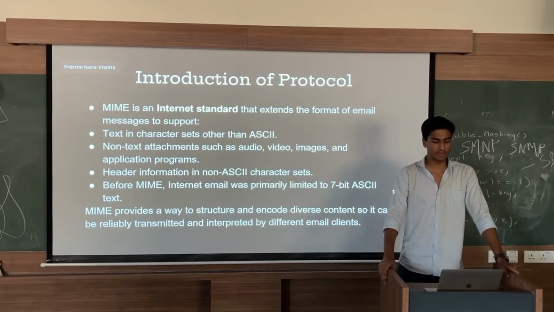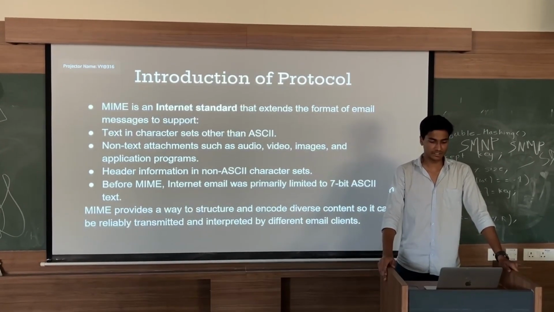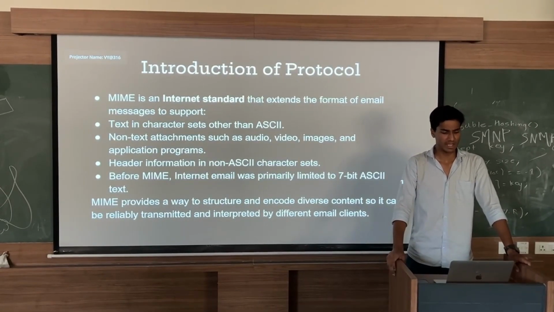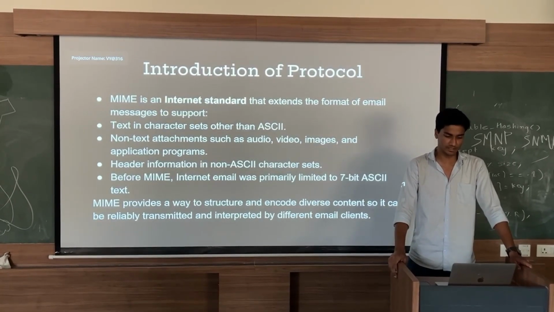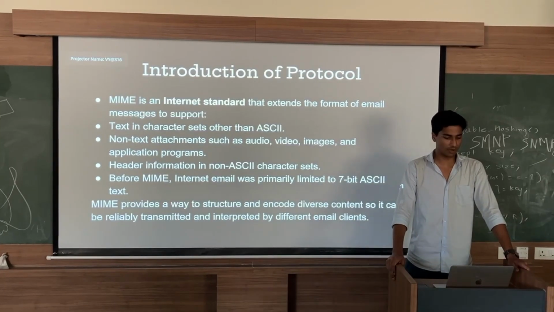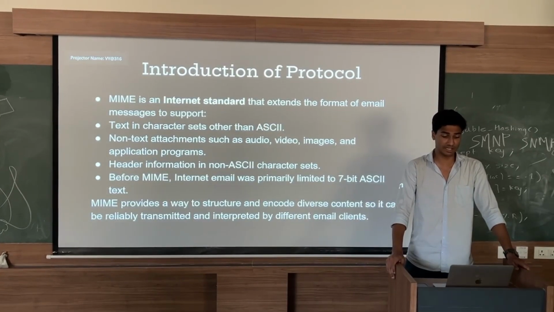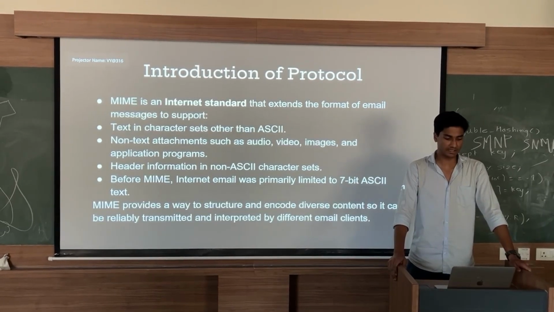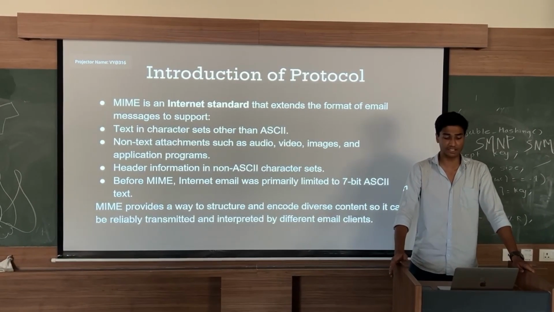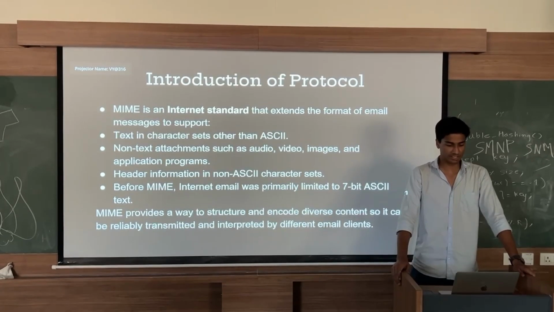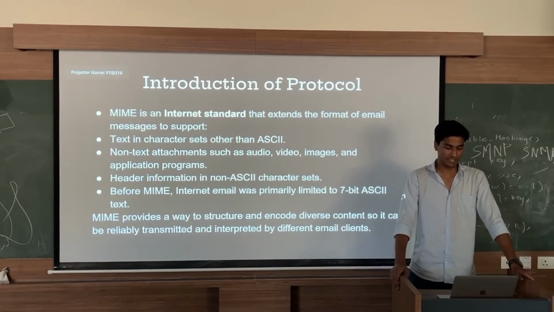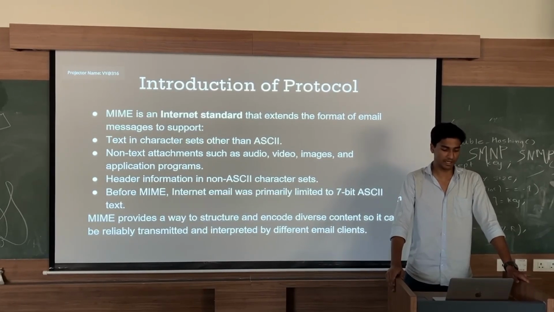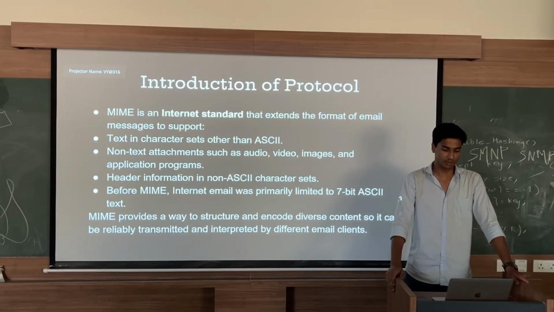Before MIME, email was quite limited. It essentially only supported basic English text, known as 7-bit ASCII. MIME stepped in to break these barriers. It is an internet standard that allows email messages to carry a much wider range of content. This includes text in different languages and character sets, various types of attachments like images and videos, messages composed of multiple distinct parts, even header information written in non-English characters. Essentially, MIME made email the versatile communication tool we know today.